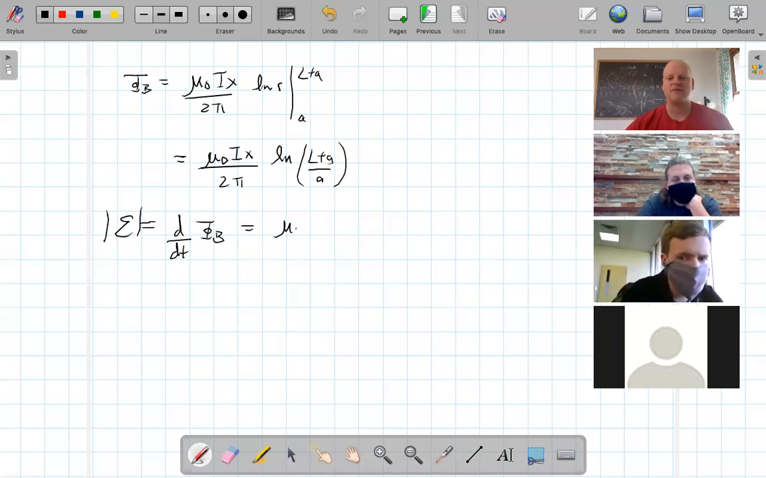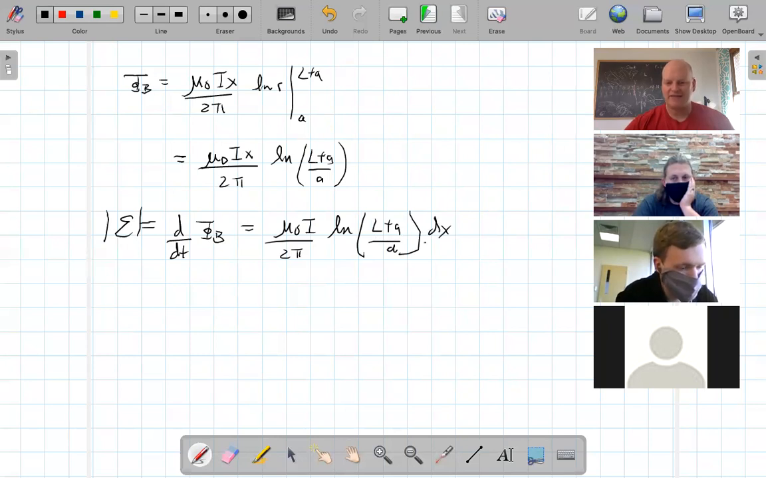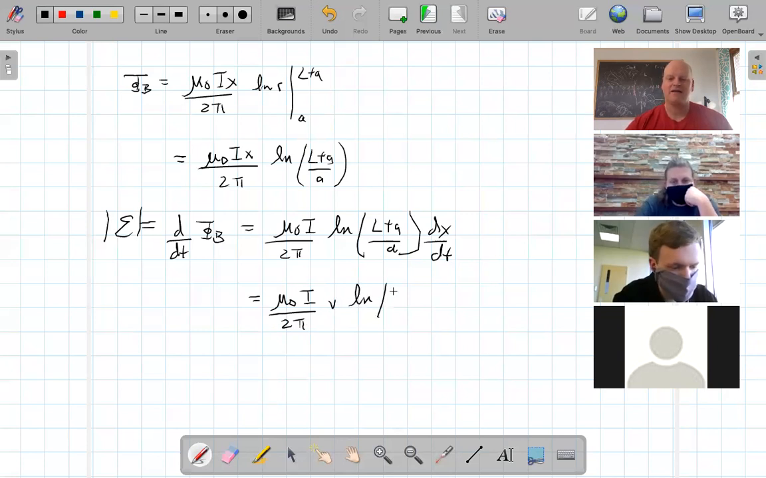So this is going to be the same thing as mu naught I divided by 2 pi, natural log of L plus A divided by A, times dx dt. Well, what's dx dt by definition? So what's the time rate of change of position? What do we call that? Velocity. Velocity. So finally, this is then just mu naught I over 2 pi times the velocity times ln of L plus A divided by A. Okay. This is then my induced EMF.